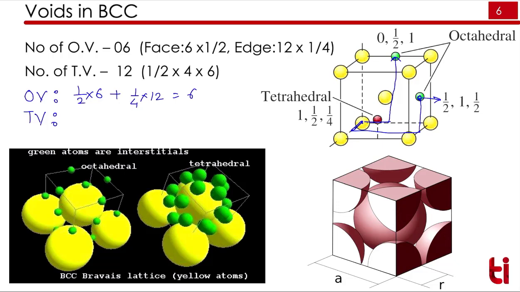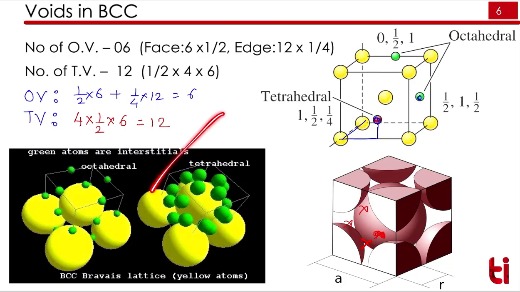The tetrahedral void is situated at the 1, half, 1/4 position. It means 1 unit distance along x, half unit distance along y, and 1/4 unit distance along z. So this is the tetrahedral void, and on each face we can have 4 tetrahedral voids. I will show it here for your clarity. That position is this. We can have 1, 2, 3 and 4 tetrahedral voids on each face. So 4 tetrahedral voids, into sharing of half, into 6 faces, gives a total of 12 tetrahedral voids.